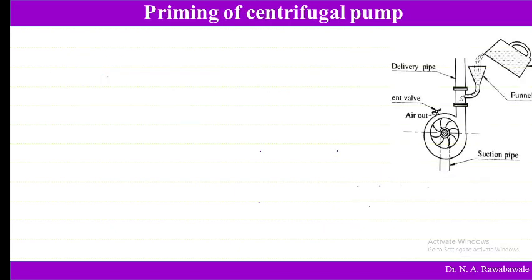Next we see priming of a centrifugal pump. This is the last bit of today's lecture. So what is priming? Before starting, you might have seen at your farm or at your home, when you are using a centrifugal pump, initially you pour water into this pump, and then afterwards you open this air vent. So this is the air vent.